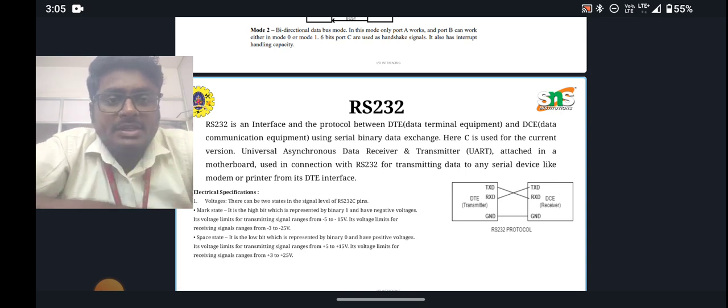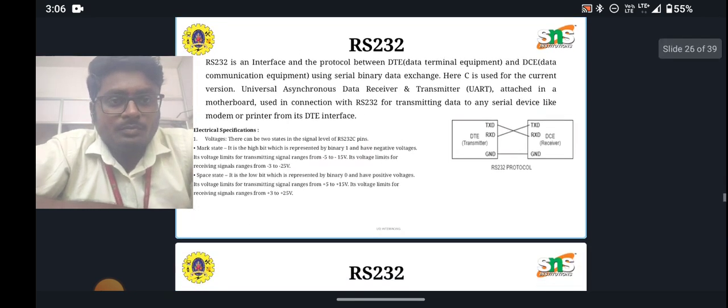Space state is the low bit, which is represented by binary 0 and has positive voltages. Its voltage limits for transmitting signals range from +5 to +15 volts. Its voltage limits for receiving signals range from +3 to +25 volts.